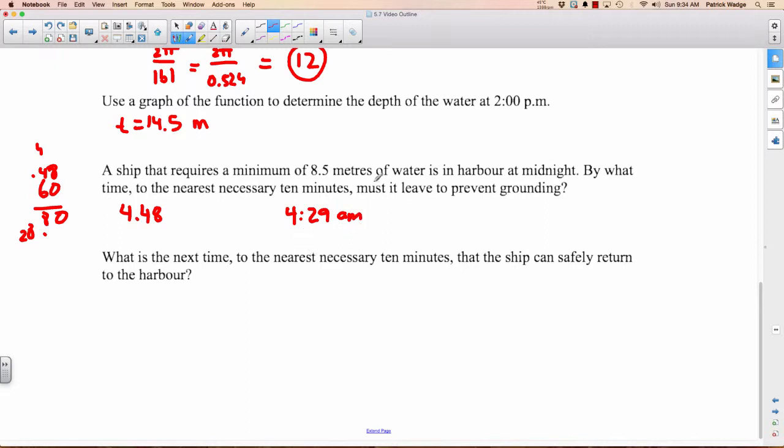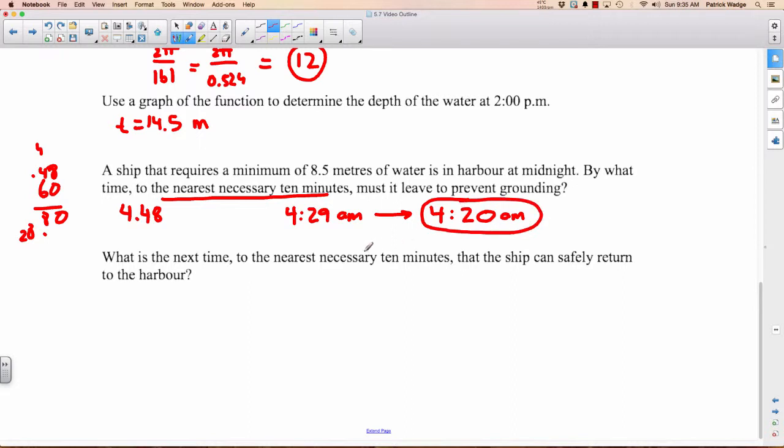Now they've thrown a little wrinkle into this question. It says, by what time to the nearest necessary 10 minutes? So what a lot of people will do at this point is they'll say, well, the nearest 10 minutes is 4:30. He can leave at 4:30. Is this true? No, at 4:30 it's too late. Remember, he has to be gone by 4:29. So the actual answer they want, which I know will be amusing for some of you, is 4:20 a.m. Although I don't know if the 4:20 rules apply in the morning. But anyway, there you go.